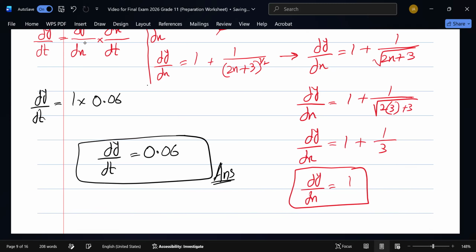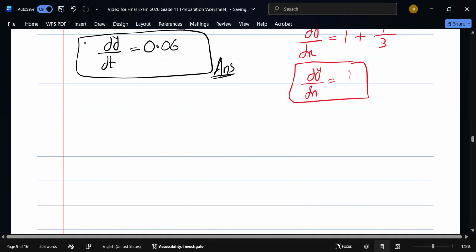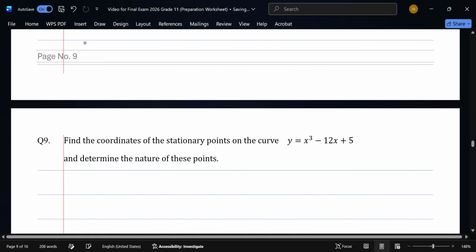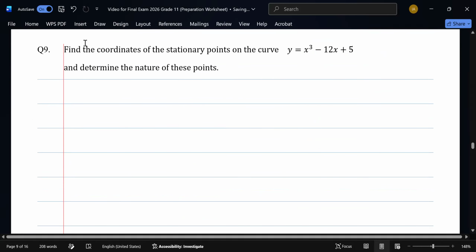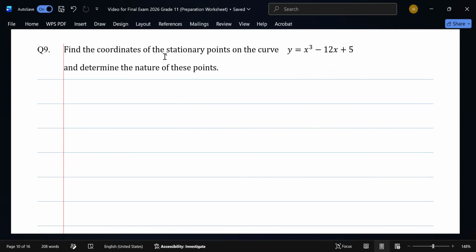Okay, let's take on the next part. Question number 9. Find the coordinates of the stationary point on the graph. Stationary point: remember, the stationary point means we have to differentiate. So let's differentiate the equation first. It's going to be 3x to the power 3 minus 1, and this is 12 times 1 x power 1 minus 1, and the 5 becomes 0.